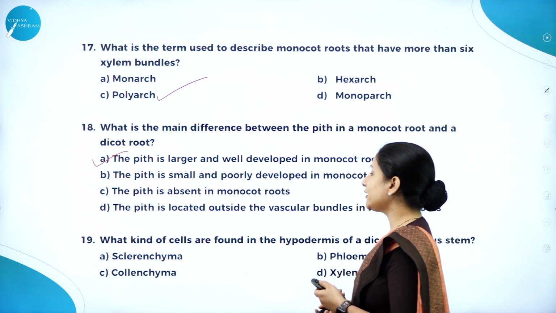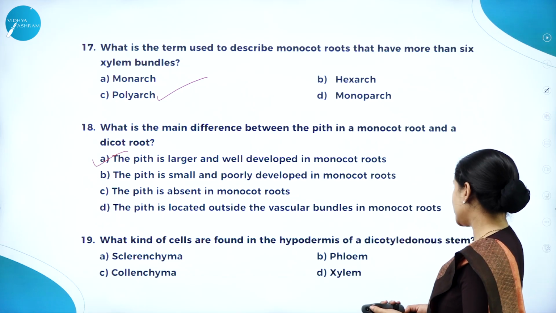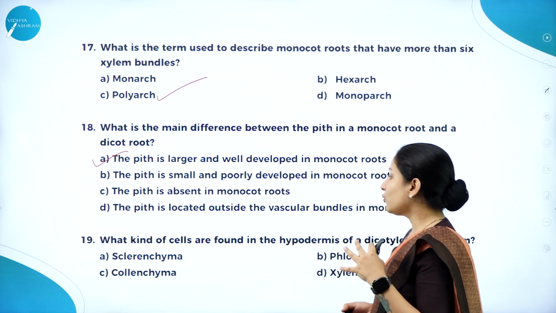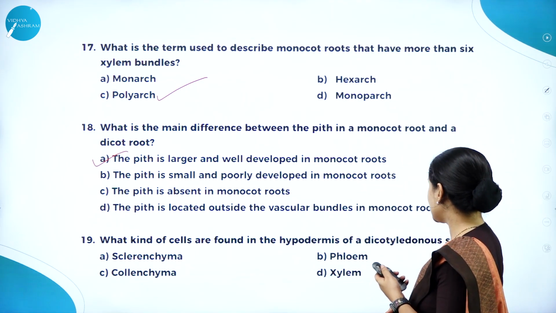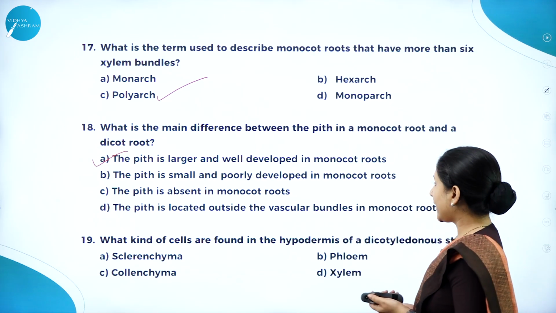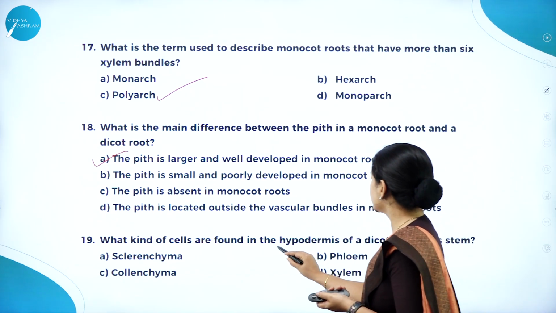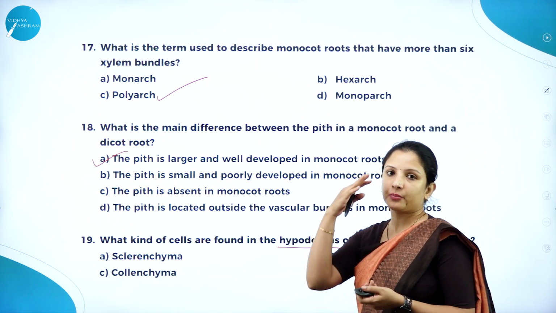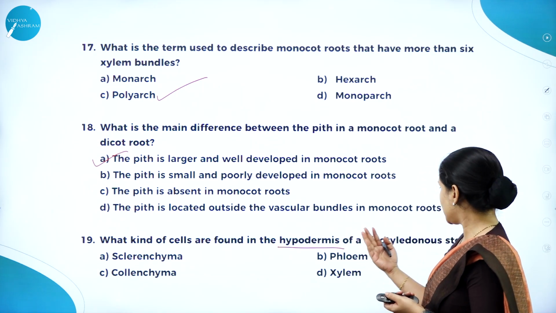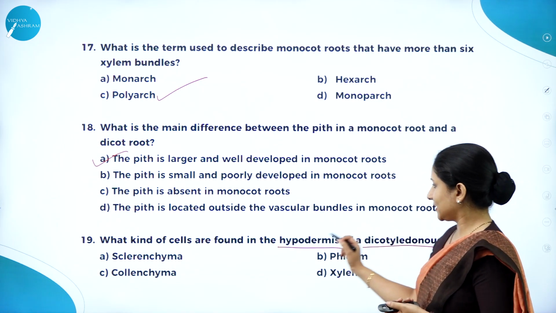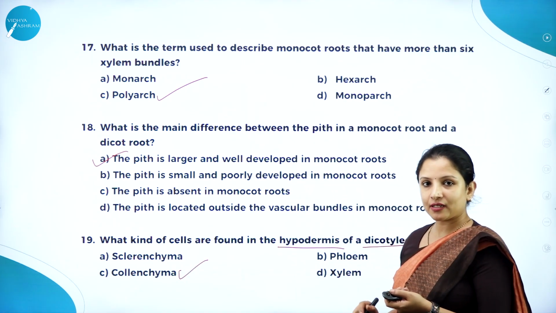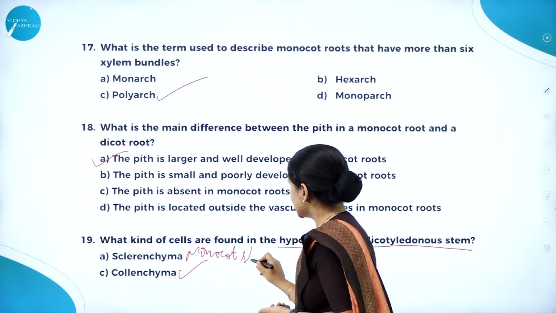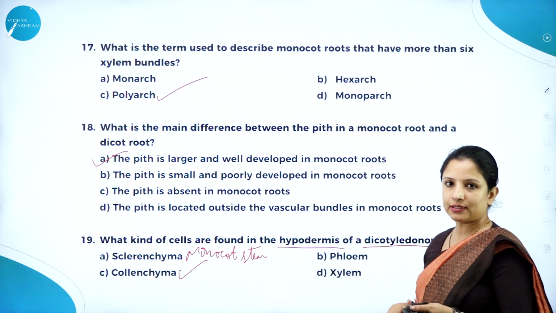So next question, what kind of cells are found in the hypodermis of a dicotyledonous stem? Now where is the hypodermis present? Below the epidermis. Now what kind of cells is it made up of? I am talking about a dicotyledonous stem. It is made up of collenchyma. Sclerenchyma is in a monocot stem. For the dicot stem, the answer is collenchyma.